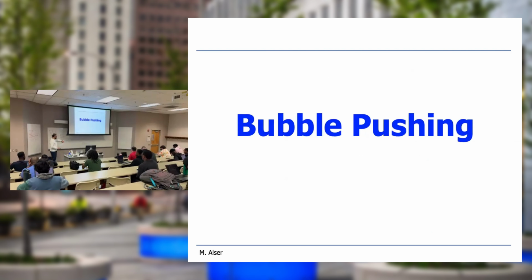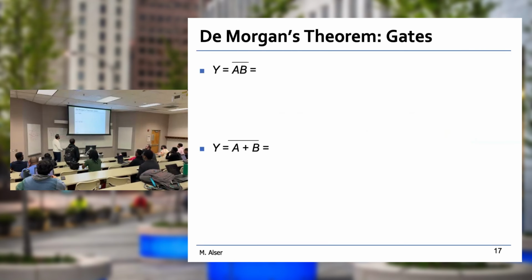Okay. A funny topic called bubble pushing. Bubble pushing. And this is heavily relying on De Morgan theorem. Heavily relying on De Morgan theorem. Let's see an example. So here, how to implement this into a circuit.